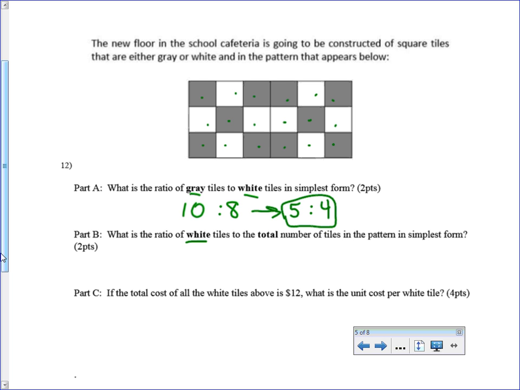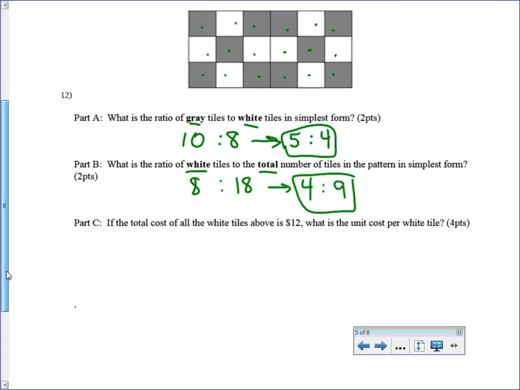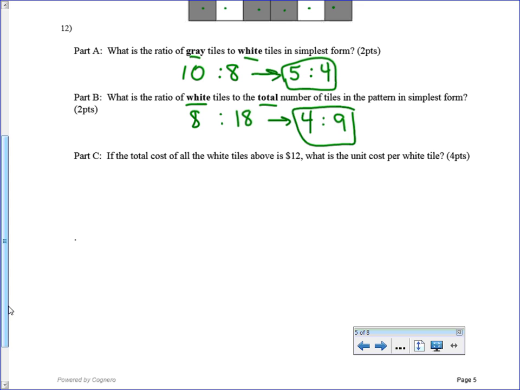Ratio of white to total. Well, there's 8 white, and the total is all of them. 9 and 9 is 18. Simplify, divide by 2. 8 divided by 2 is 4. 18 divided by 2 is 9. 4 to 9.